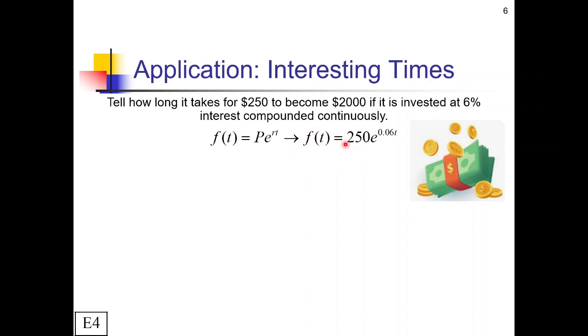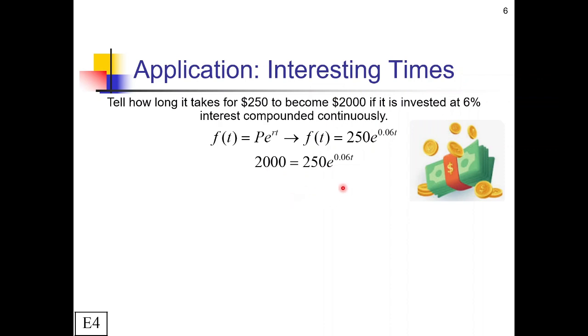Now where do we go from here? Well, if we want to know how long it takes for this to become 2,000, we're trying to solve for a t value. And they're giving us a target f of t value of 2,000. So we can swap out f of t for 2,000. And this gives us a nice little exponential equation.